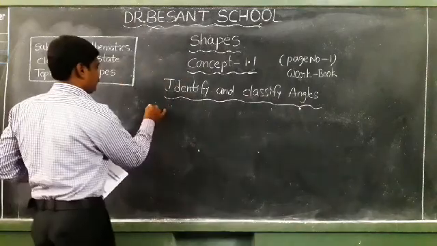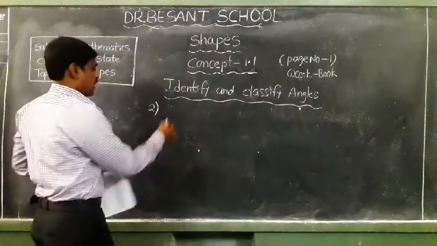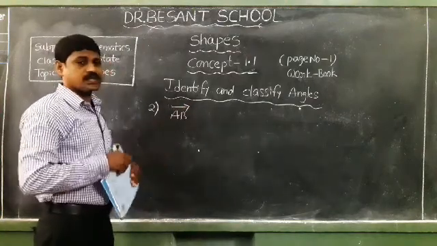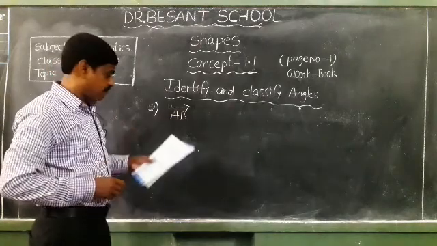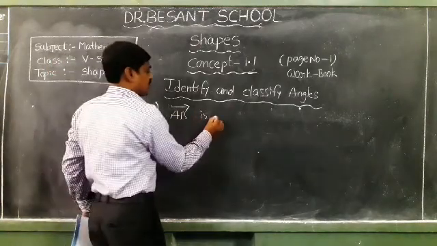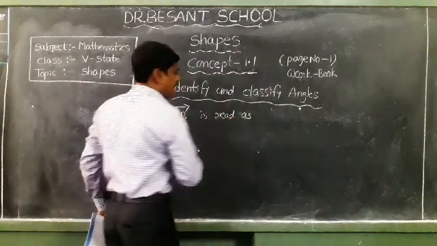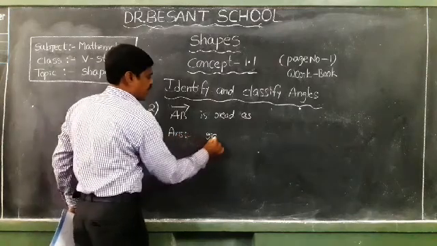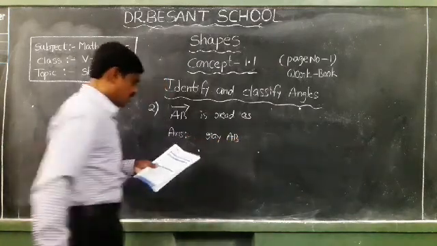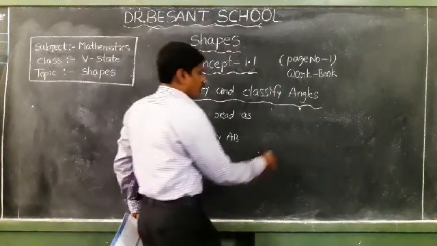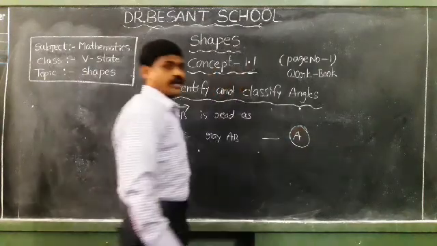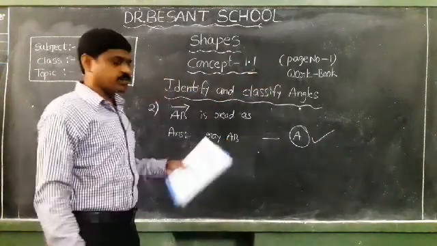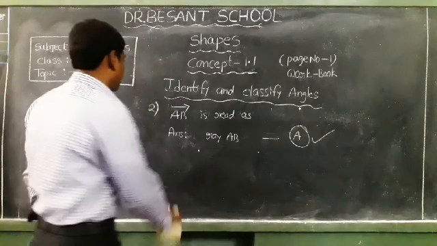Second question. How do we read AB? Yesterday I said this is read as ray AB. We know that this is ray AB. Which option is correct? Option A is correct. So that's why you have to write option A in the brackets. Next.